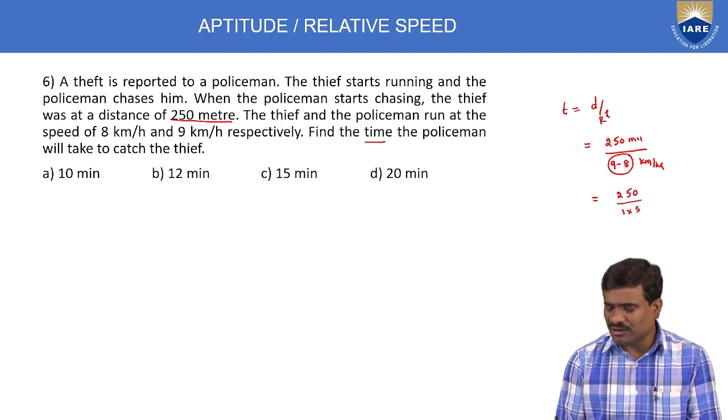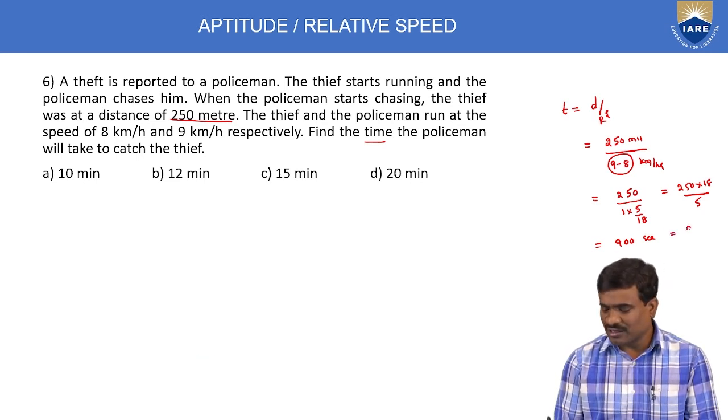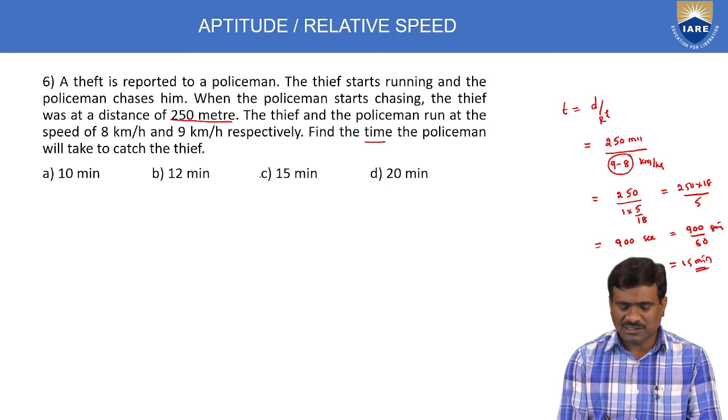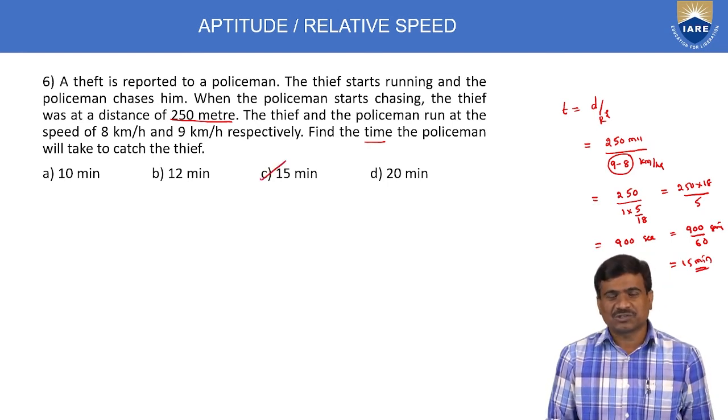Kilometer per hour converts into meter per second by multiplying by 5/18, so it is 250 into 18 divided by 5, which is equal to 900 seconds. Convert 900 seconds into minutes by dividing by 60, which is equal to 15 minutes. Option C only is correct.